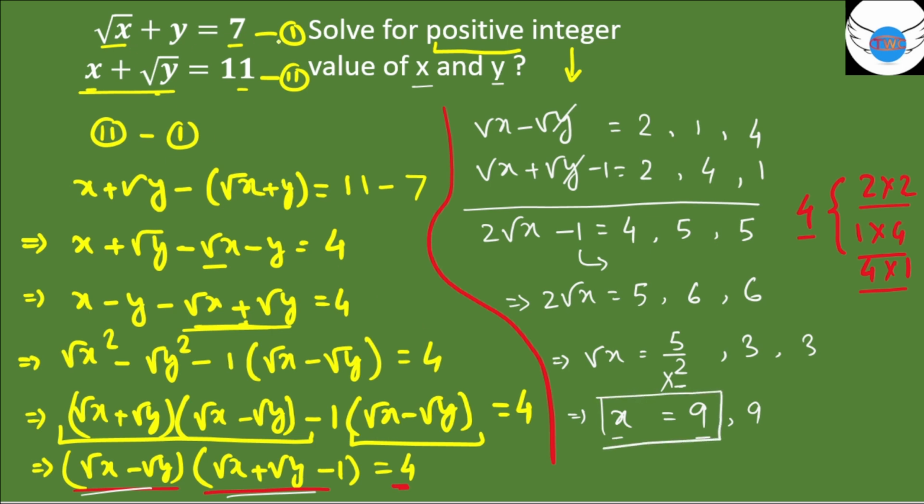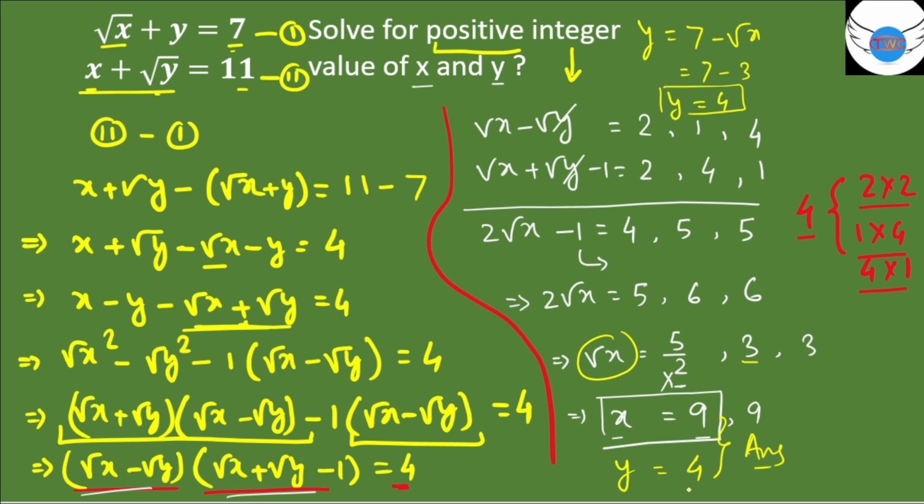Now from equation 1, we'll calculate the value of y. The value of y will be 7 minus √x, and the value of √x here is 3. So it is 7 minus 3, that is 4. So the value of y here is 4. So friends, we have calculated x as 9 and y as 4. This is the answer of this problem: the value of x is 9 and the value of y is 4.